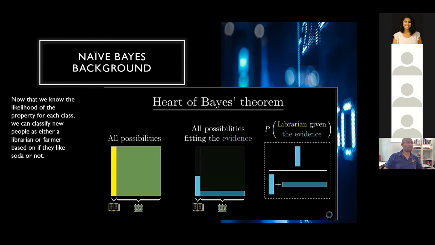Now that we know the likelihood of the property for each class, we can classify new people as either a librarian or a farmer based on if they like soda or not. And that's kind of the heart of Bayes' theorem. If you see on the far right here, this function is calculating the probability of the class given the evidence. So the probability that a person is a librarian given the fact that they like soda. The way that we would classify a new person as either a librarian or a farmer is we just figure out which class has the higher value for this function.